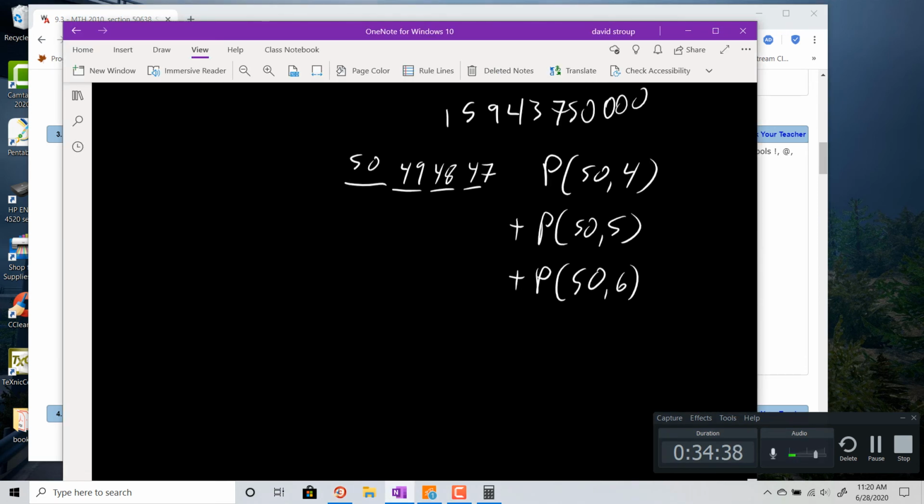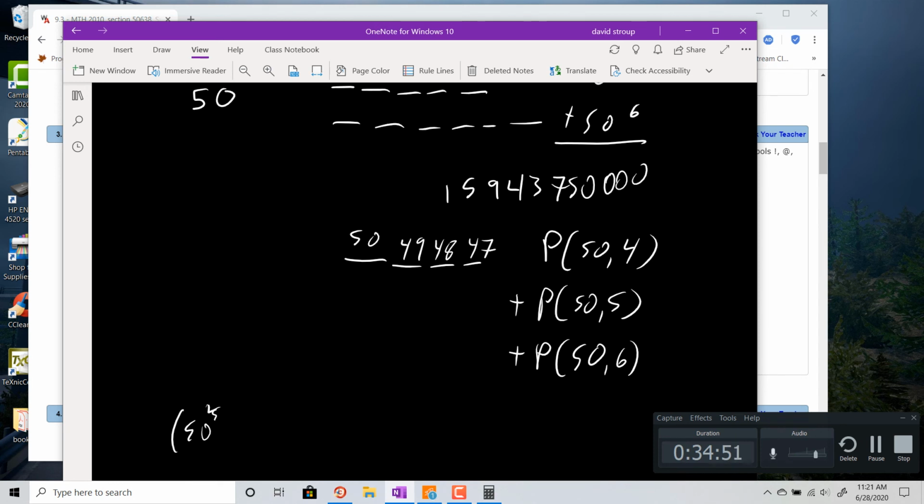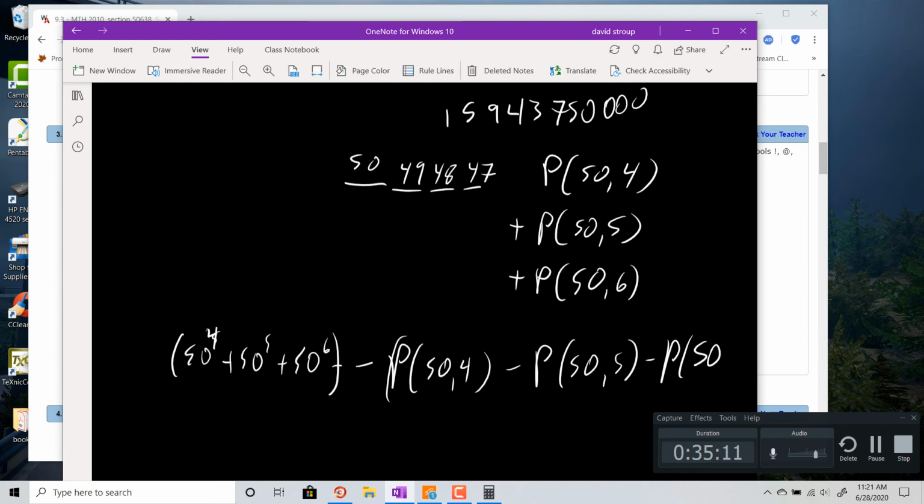How many passwords have at least one repeated symbol? So now you're doing a difference, right? You're taking the total number of passwords, which was 50 to the 4th plus 50 to the 5th plus 50 to the 6th. And then you're subtracting away all these passwords that have no repeats, right? So 50 pick 4 minus 50 pick 5 minus 50 pick 6. Okay, and that should be your answer for that.